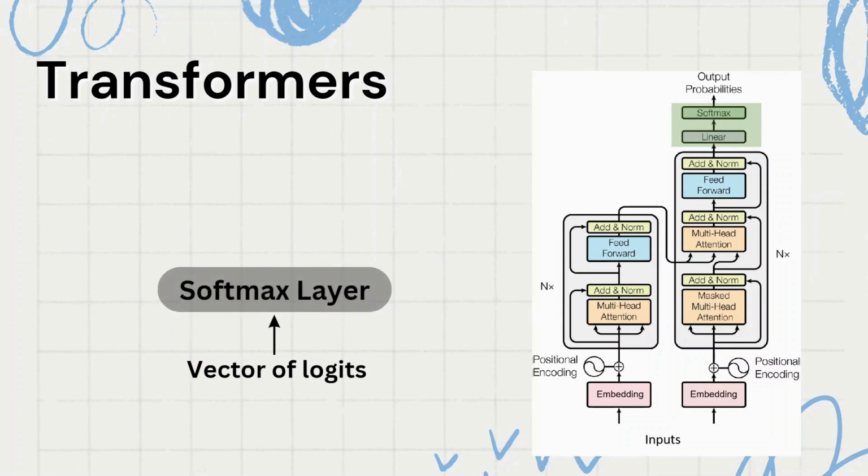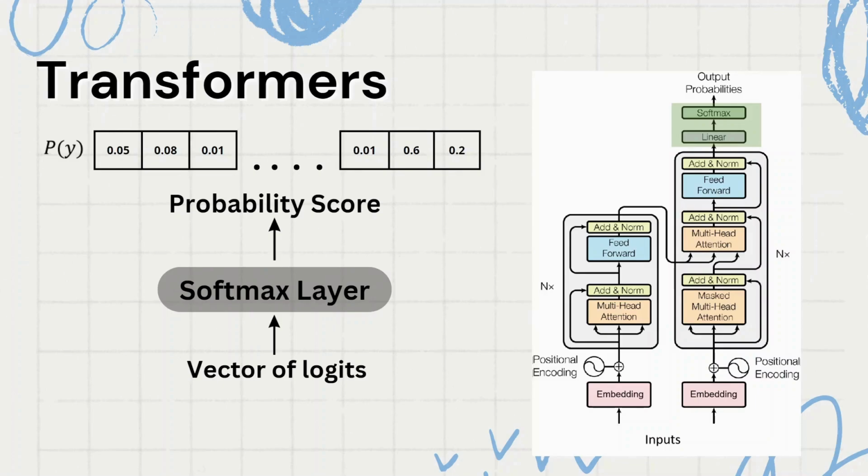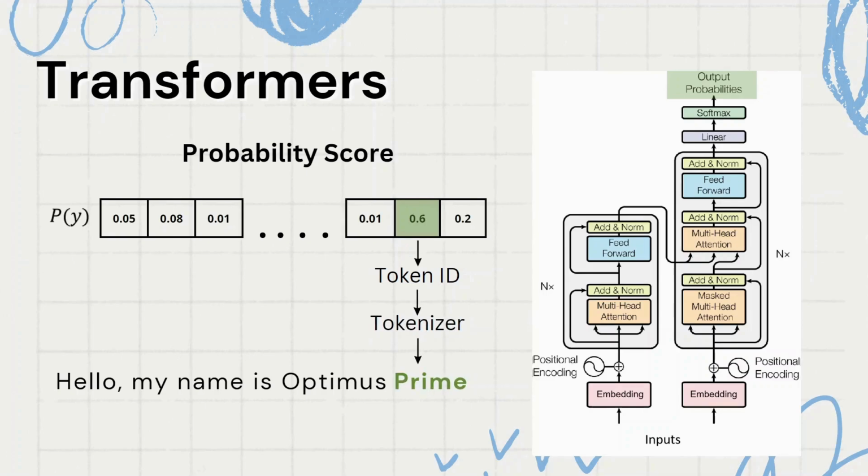This Softmax layer converts this vector of logits into probability scores, which assigns probabilities to each of the token IDs in the whole English vocabulary. We could use the highest probability to select our output word. So in our case, we have this token ID which has the highest probability. Now remember, in the beginning we used a tokenizer to convert our input sentence into some form of numbers. Here also we will use the same tokenizer to get our final word output. So the model selects our output word as prime, and this completes the sentence.